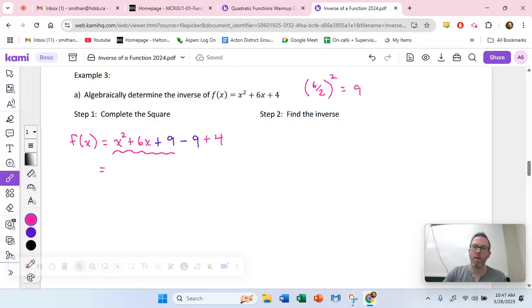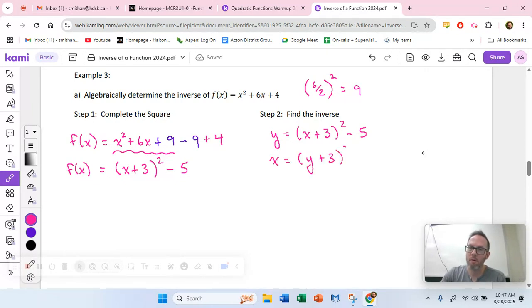So this is a perfect square trinomial. Things that add to 6 multiply to 9, x plus 3, x plus 3. So we have x plus 3 squared, and negative 9 plus 4 is negative 5. That is something that I can switch the x and y for and solve for y. So let's do that now. So over on the other side, let's find the inverse. Our starting point, before we swap x and y, we'll just write things as y equals. Let's swap the x and y.